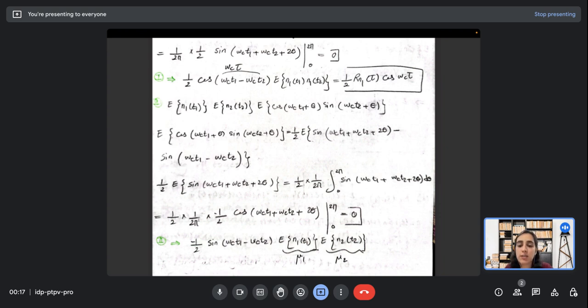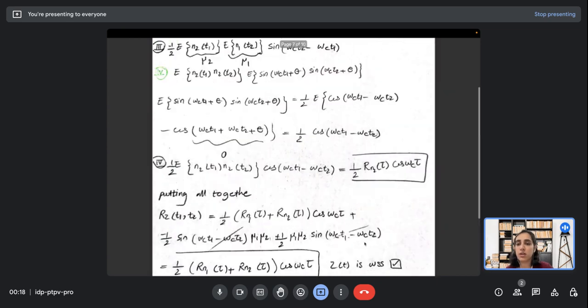So for the second part, we have minus 1 divided by 2 sine of WC t1 minus WC t2, and we have the expected value of n1 of t1 and n2 of t2. As we know, n1 and n2 are WSS, so their expected values are constant values and do not have t1 or t2 in their formula. So I just assigned mu1 and mu2 to these two respectively, as you can see. Okay, let's go to the third part.